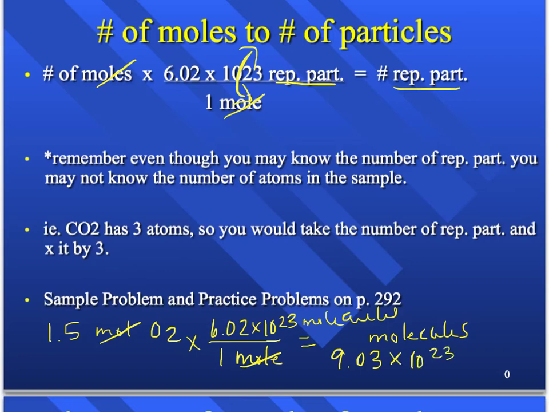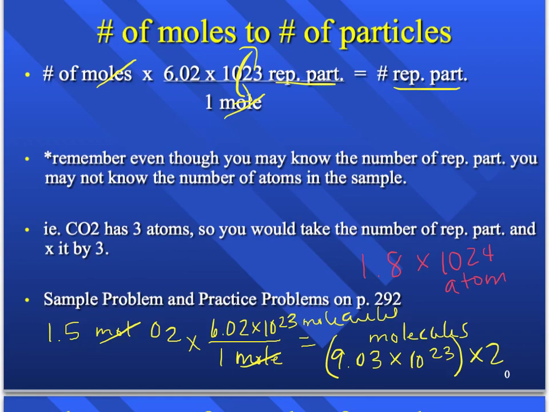Remember, we're not done yet, because in this imaginary sample problem we were asking for the number of atoms. So I would need to take this value and multiply it by 2. When I do that, times 2, let's hope this works. Okay, awesome. I come out with a value of 1.8 times 10 to the 24th atoms.